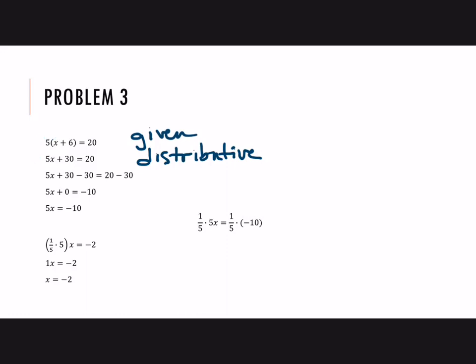And then looking between that line and the next line, the new part is a minus 30 on both sides. So this is either addition of negative 30, or you can think of this as subtracting 30. So subtraction property of equality.